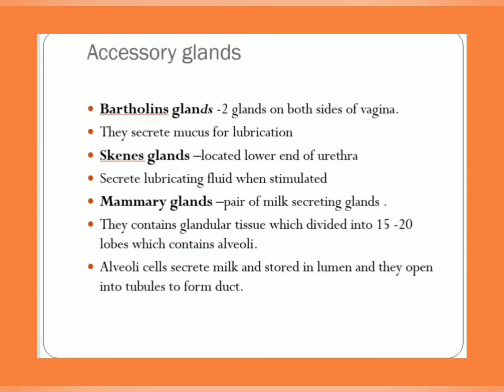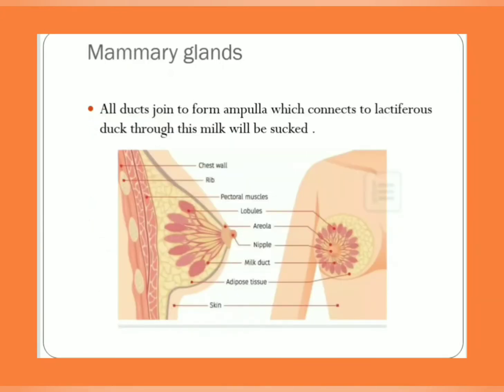Mammary glands are the special characteristic of mammals. A pair of milk-secreting glands. They contain glandular tissue, which is divided into 15 to 20 lobes, which contain the alveoli. Alveolar cells will secrete the milk and store it in their lumen. They open into tubules to form the mammary duct. Later, this mammary duct will form an ampulla, and the ampulla will open into the lactiferous ducts, from where the milk will be sucked. So here you can see in the diagram the different lobules which contain the alveolar cells, and also the tubules. These are the mammary tubules.